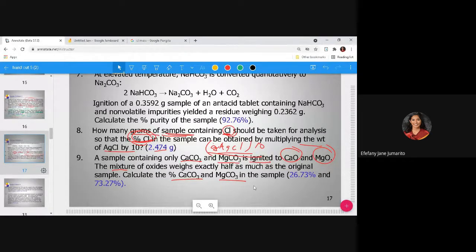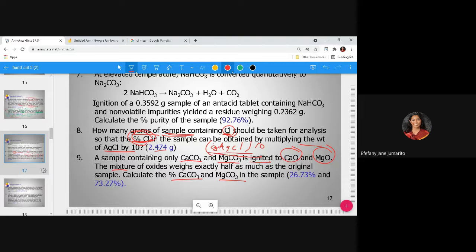Okay, Barbie, number 9. A sample containing only CaCO3 and MgCO3 is ignited to CaO and MgO. The mixture of oxides weighs exactly half as much as the original sample. So calculate the percent of CaCO3 and MgCO3 in the sample. 26.73% and 73.27%. Okay, that's the answer.